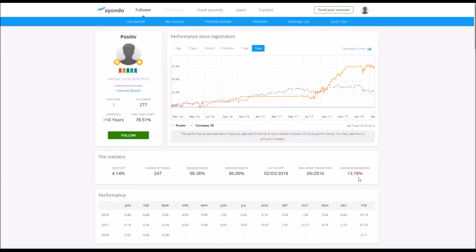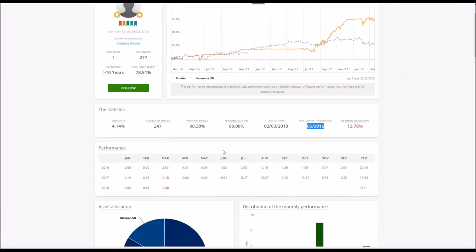Maximum drawdown, so the biggest amount of profit given back along the way, in the chart here, has lost 13%. Real money trader since May 2016, so again we have getting on for almost a 2-year track record. But you can see there's a whole period here where this person didn't trade and only started trading actively again last summer. Since then, the performance has been good. Annual numbers, pretty solid. So 20% in 2016, 47.5% in 2017, and so far this year, slightly ahead, 0.7%.